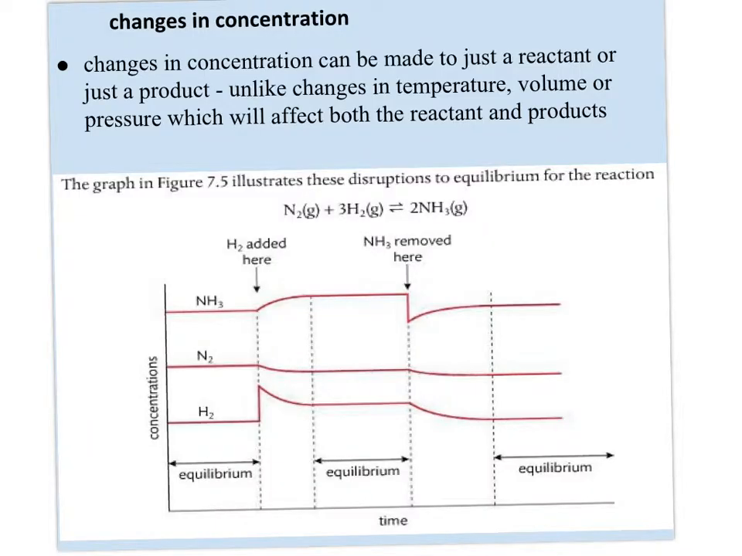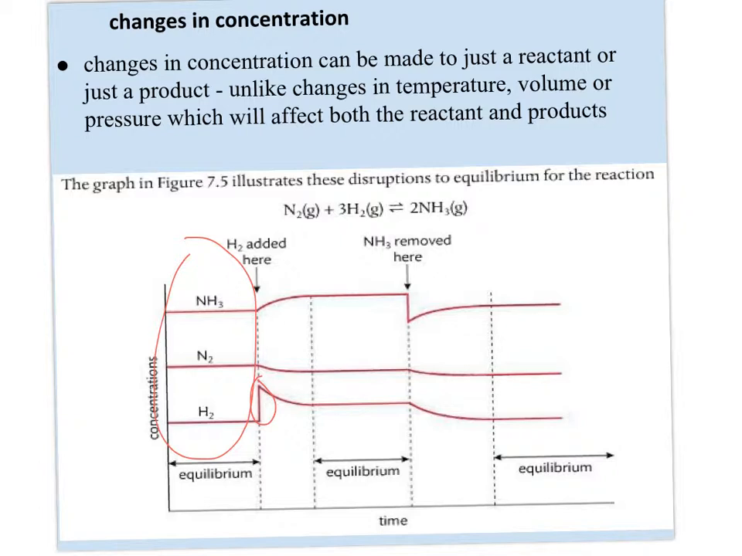So let's take a look at it. We have N2 plus 3H2 forming ammonia. Remember, this is the Haber process. And so you notice that at this point, it starts out that the reaction's at equilibrium. Concentration of neither of the reactants nor the product is changing. And then H2 was added. Okay, so you see that it's dumped in. That's why it took no time. It just, boom, they dumped a bunch of H2 in.